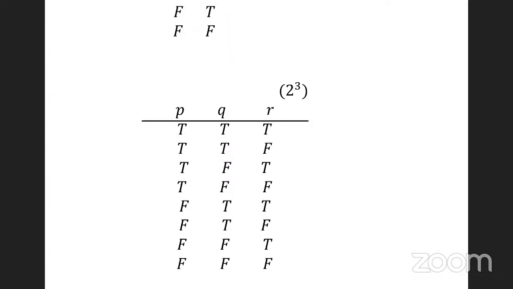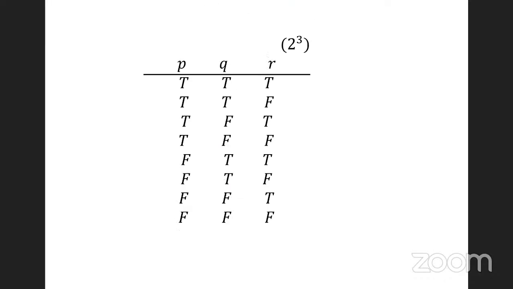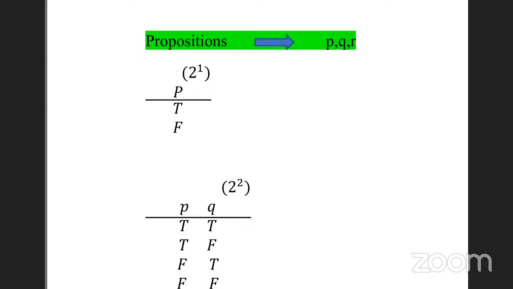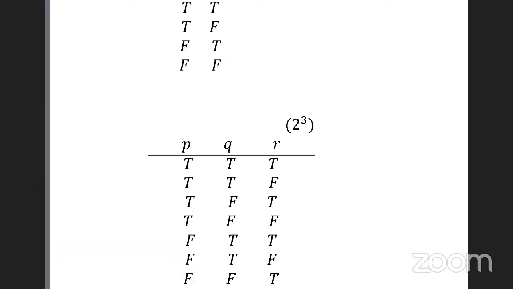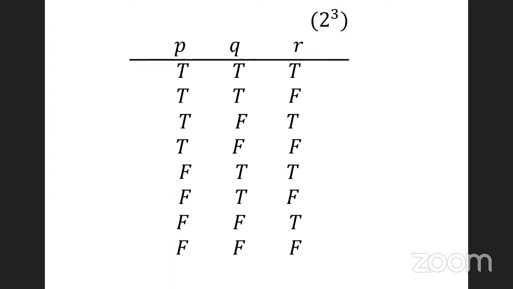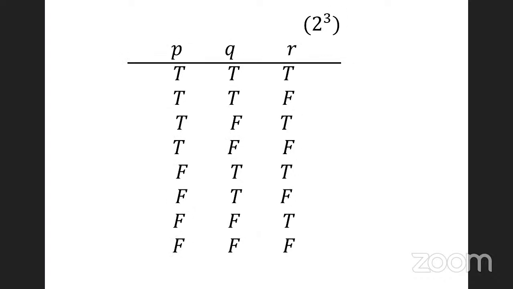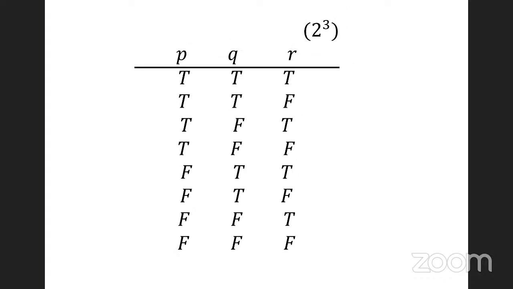The trick is just doing this. 4 trues, 4 false. 2 trues, 2 false. 1 true, 1 false. If you do that properly, it will line up and give you your 8 possible combinations. So if you have 1 proposition, you have 2 options. If you have 2 propositions, you have 4 options. If you have 3 propositions, you have 8 options. That's okay? Nikolai, you're watching, right?